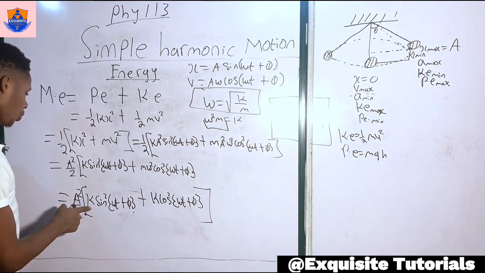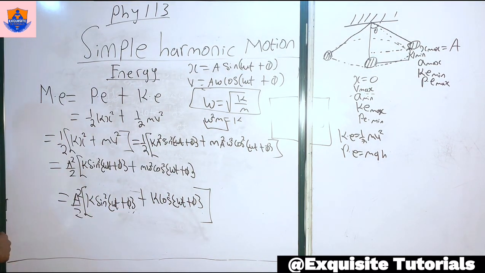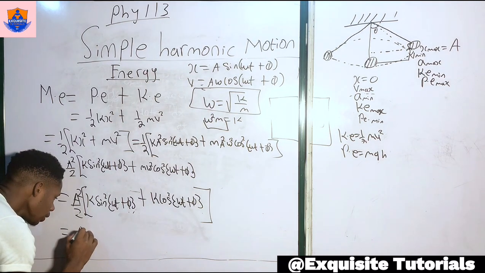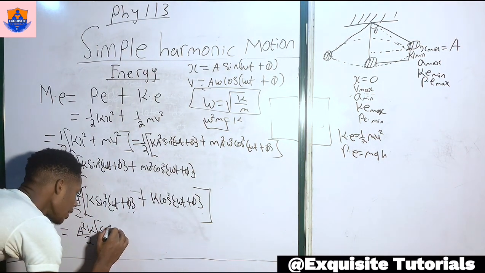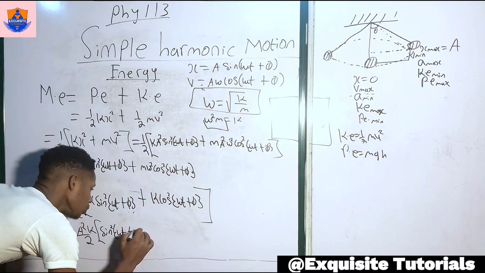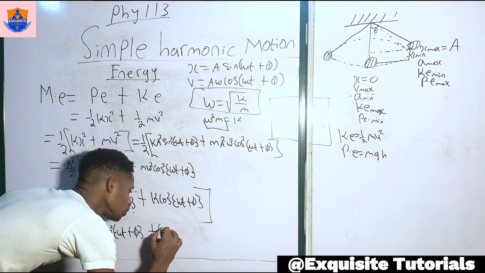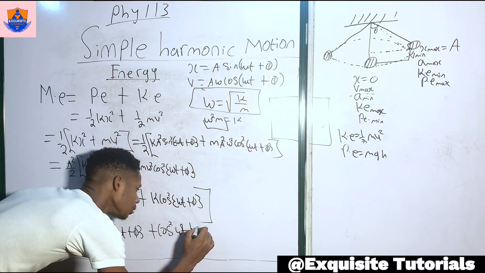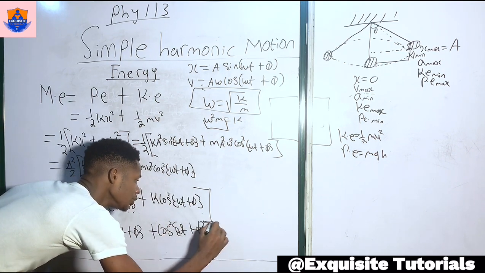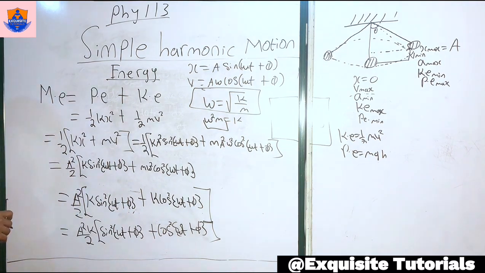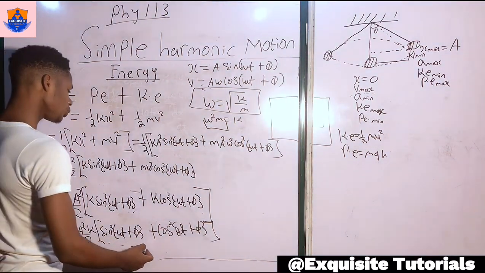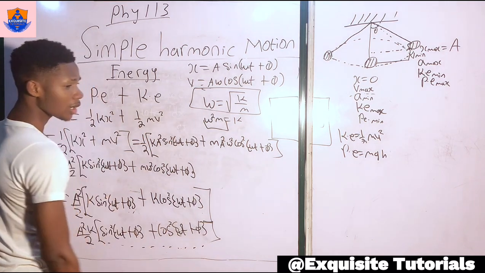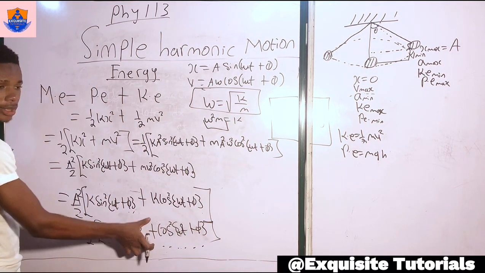K is also a common quantity between these two terms, so we can factor it, giving us a squared k over 2 into brackets sine squared (omega t plus phi) plus cosine squared (omega t plus phi). Okay, this will be the resultant equation. Now we recall from trigonometry that sine squared of a function plus cosine squared of the same function is always equal to 1. So everything in this bracket gives us 1.